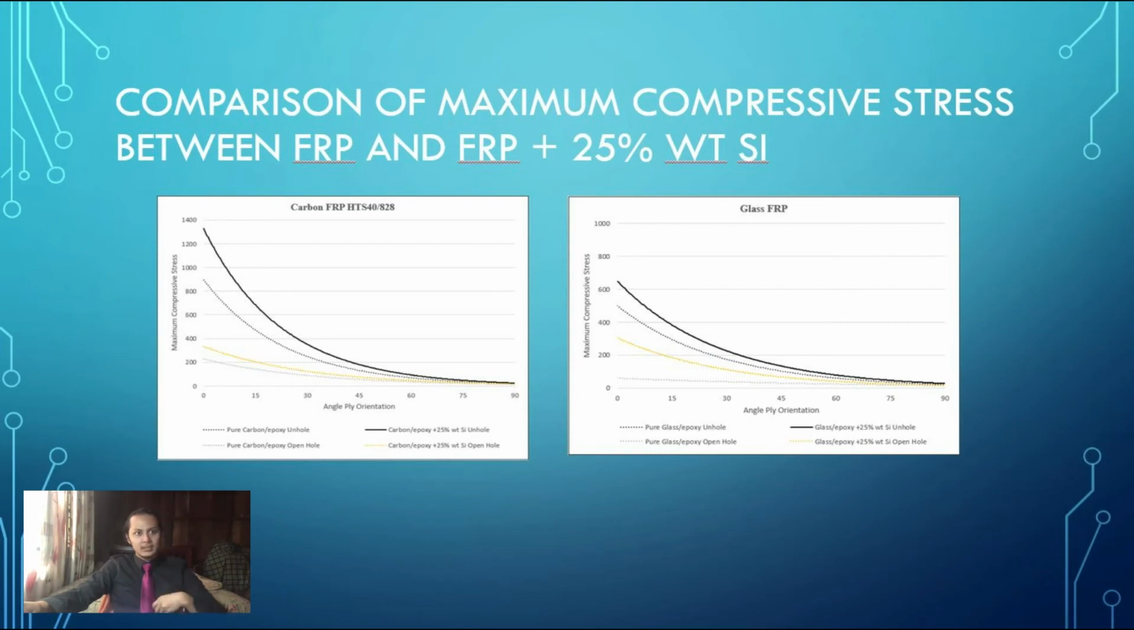For the effect of 6 mm hole, it also shows maximum compressive stress, angle ply orientation of carbon epoxy, glass epoxy, Kevlar epoxy, and kenaf epoxy composite based on the table for unholed fiber epoxy specimen. The highest compressive stress value was recorded about 1300 MPa for carbon epoxy composite, while the lowest value recorded was 11.4 MPa for kenaf epoxy composite.